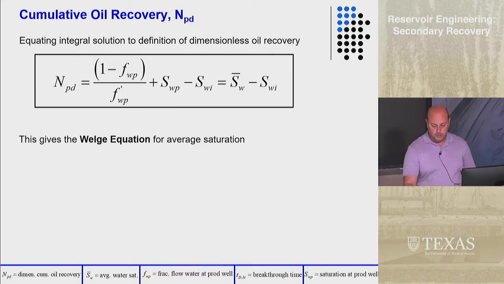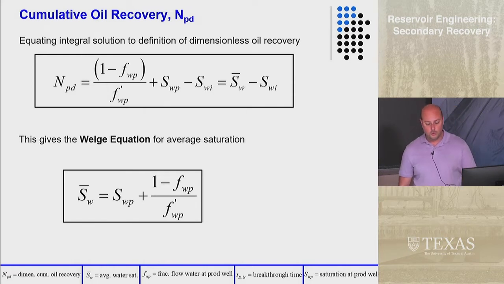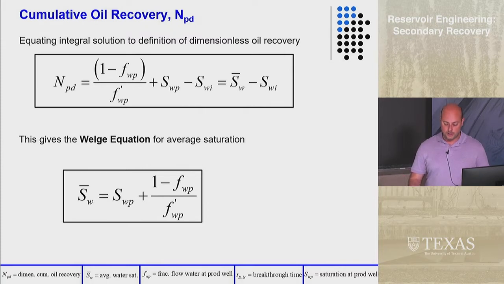This gives what we call the Welge equation, which says that SW bar is equal to the water saturation at the producer well plus (1 minus FWP) divided by F prime WP. Again, SW bar is the average saturation throughout your reservoir.